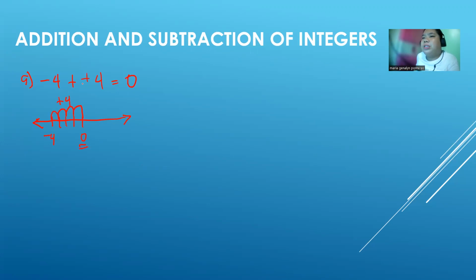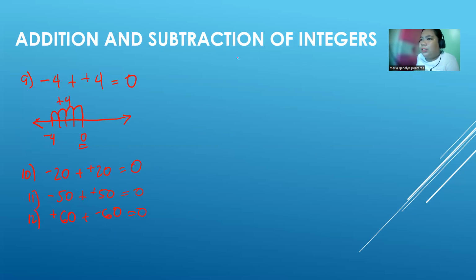Isang reason bakit siya 0, dahil parehas naman sila ng distance from 0. Parehas ng layo sa 0. Walang masusunod na sign sa kanila. 0. Okay. Kahit sabihin natin negative 20 plus positive 20, that's also 0. Negative 50 plus positive 50, that's also 0. Positive 60 plus negative 60, that's also 0.